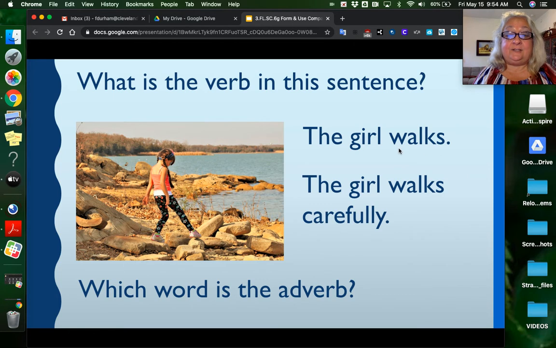That shows the action. In this sentence, the girl walks carefully. Which one of these words is the adverb? If you said carefully, you are correct because carefully describes this action, walks. So carefully is the adverb and walks is the verb.